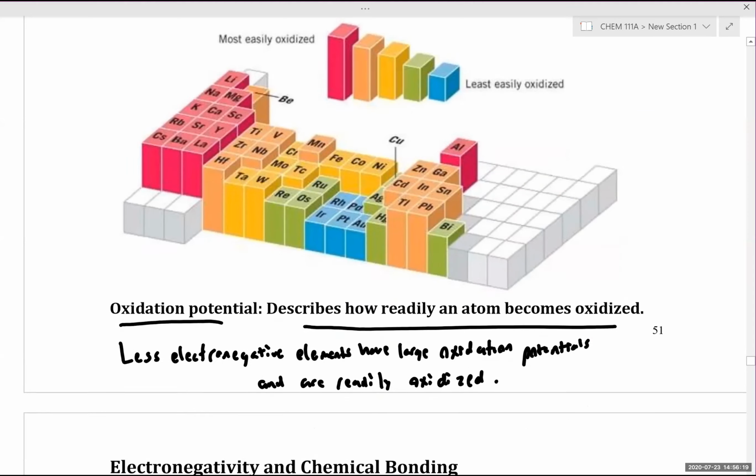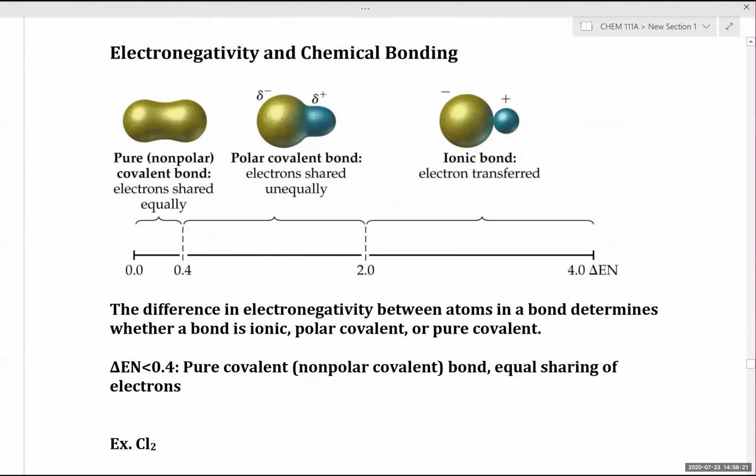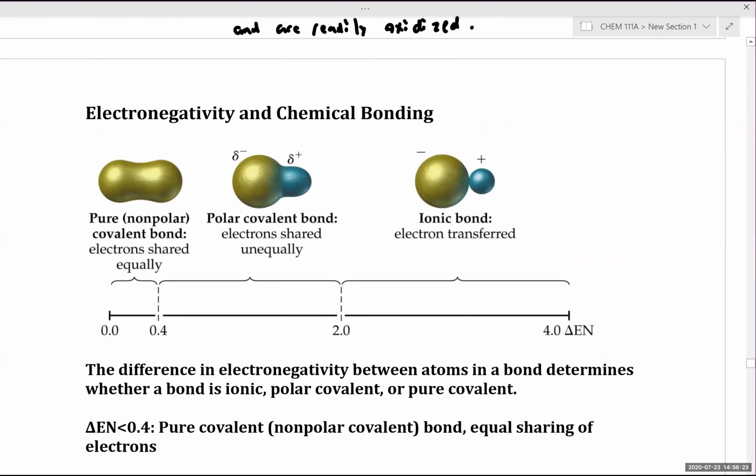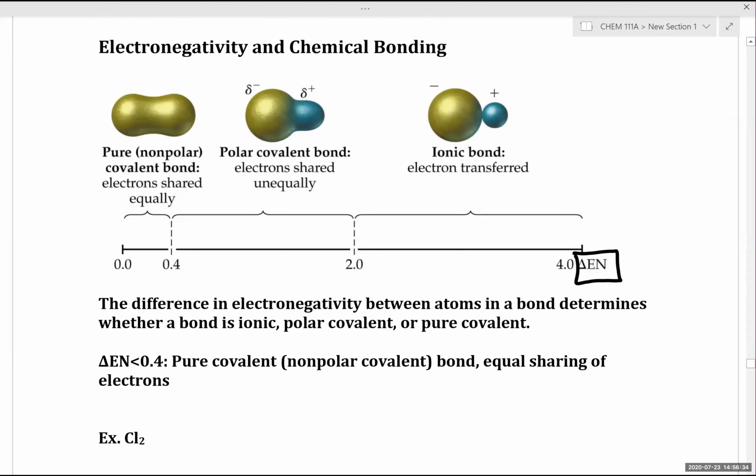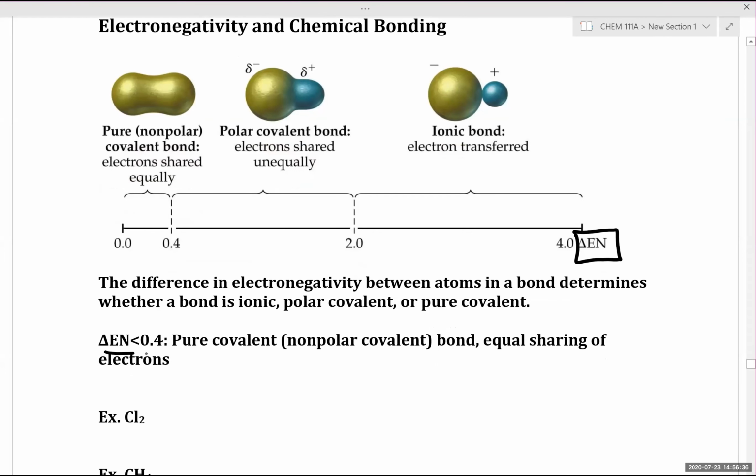Okay, so let's talk about electronegativity in the context of chemical bonding. We can think of chemical bonding as a continuum based on delta EN, which is the difference in electronegativity. If your difference in electronegativity is less than 0.4, you can think of your bond almost as a pure covalent bond or a non-polar covalent bond, and this involves an equal sharing of electrons.